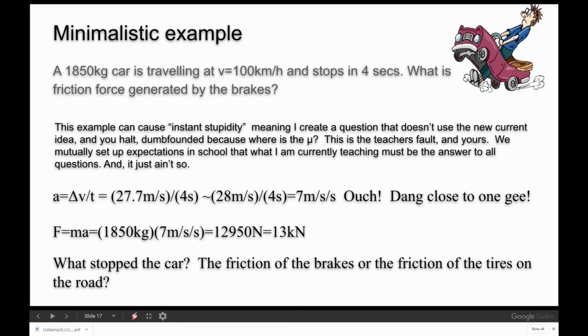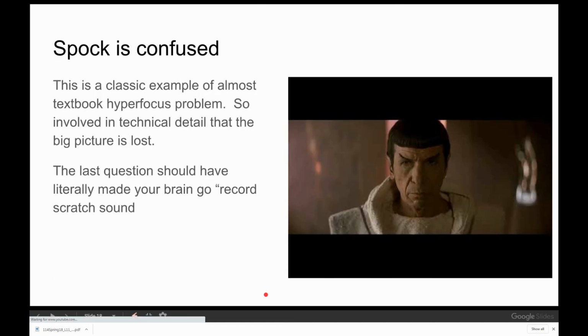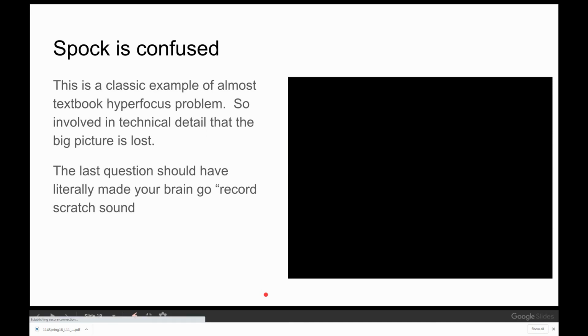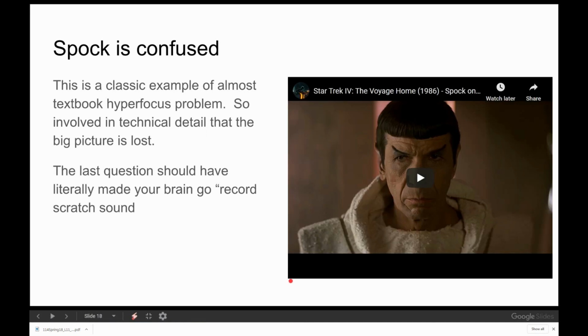Now, here's a question. What actually stopped the car? The friction of the brakes on the brake drums or the friction of the tires on the road? Let you mull that one over for a day or two. And then we did the Spock got lost, but I'm not going to show you the clip again. I don't show YouTube videos inside a YouTube video.